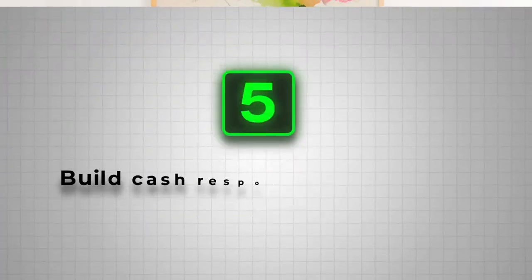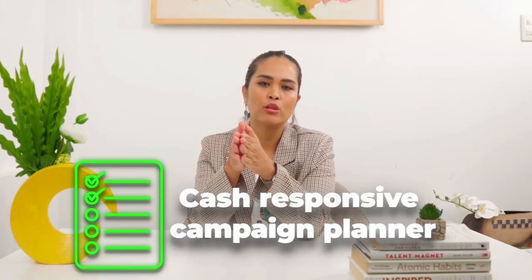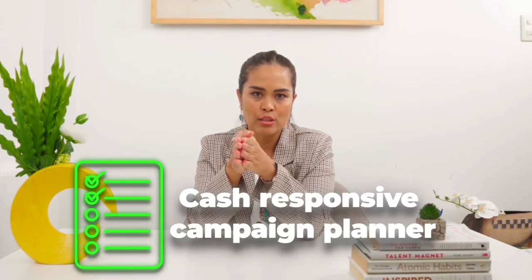Technique number 5, last but not the least, is build cash responsive campaigns. Cash flow is equal to growth fuel. One apparel brand doubled Q4 ad spend, but freight costs spiked mid-season, trapping 40K extra in shipping invoices, and with zero cash buffer left, they couldn't fuel ads even though inventory was ready. So create a cash responsive campaign planner to align campaign spend with cash flows.